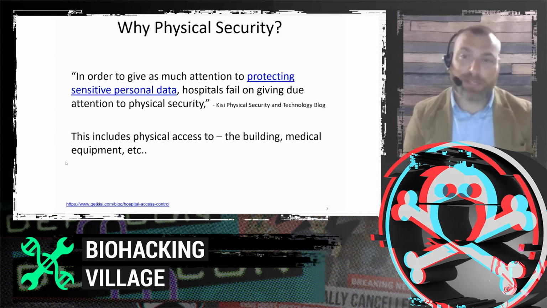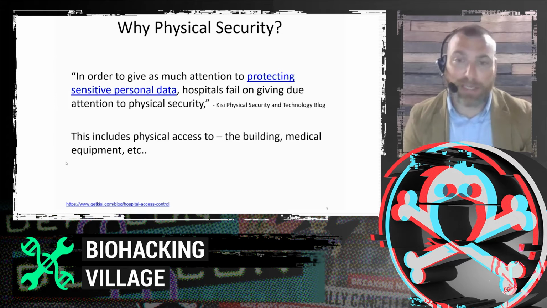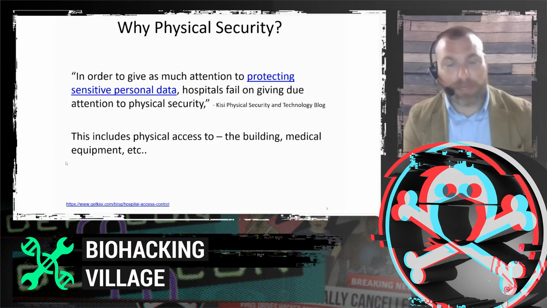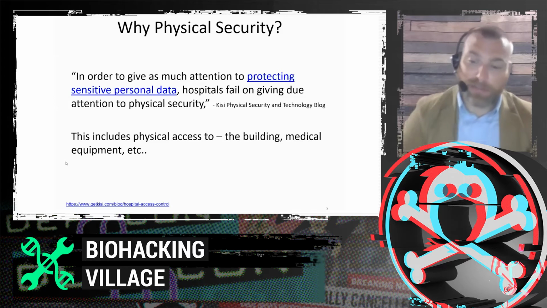So why is physical security in healthcare important? Well, if we're trying to protect PHI, physical security is certainly one thing that we definitely want to consider. If we can't block physical access to the hospital, individuals can come in and potentially get access to data either on a device or something of that nature.